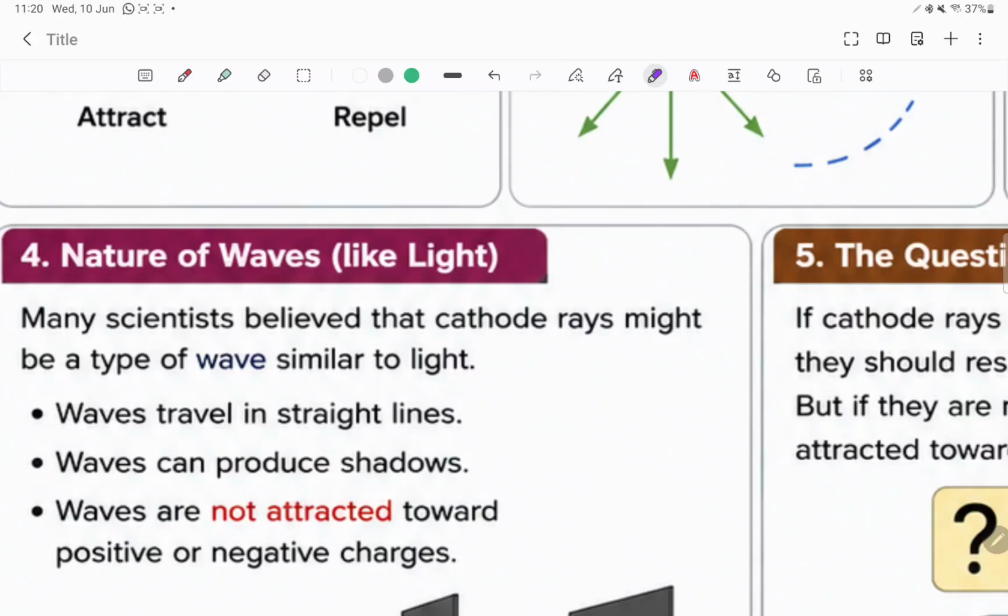Waves are not attracted towards positive or negative charges. Cathode rays already show these two properties: they travel in a straight line, and they also cause shadows. The only thing we have to check is whether cathode rays are attracted towards positive and negative charges or not. This is what we have to verify. If they are waves, they should not be attracted towards positive or negative charges.